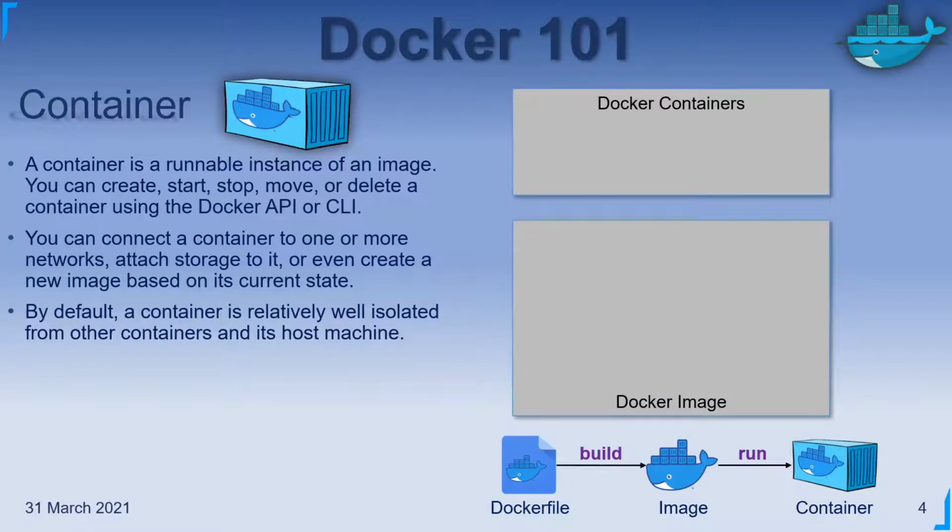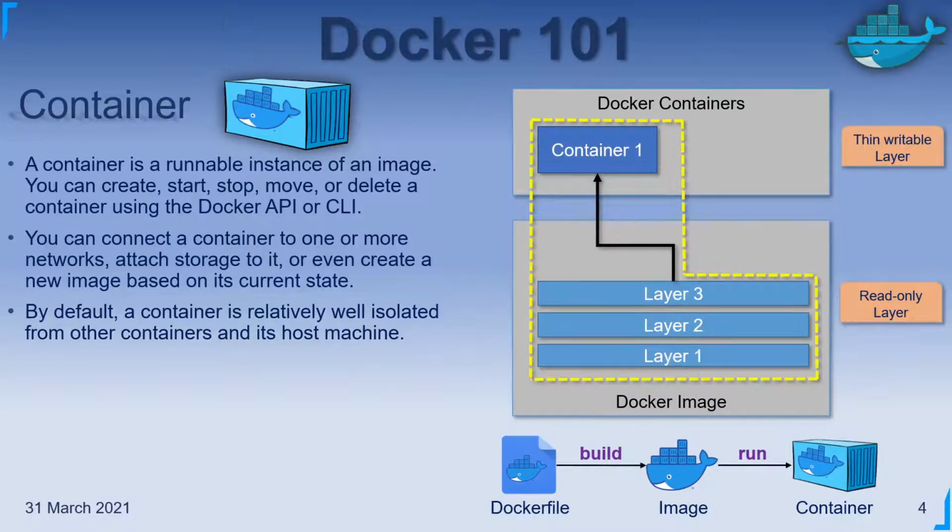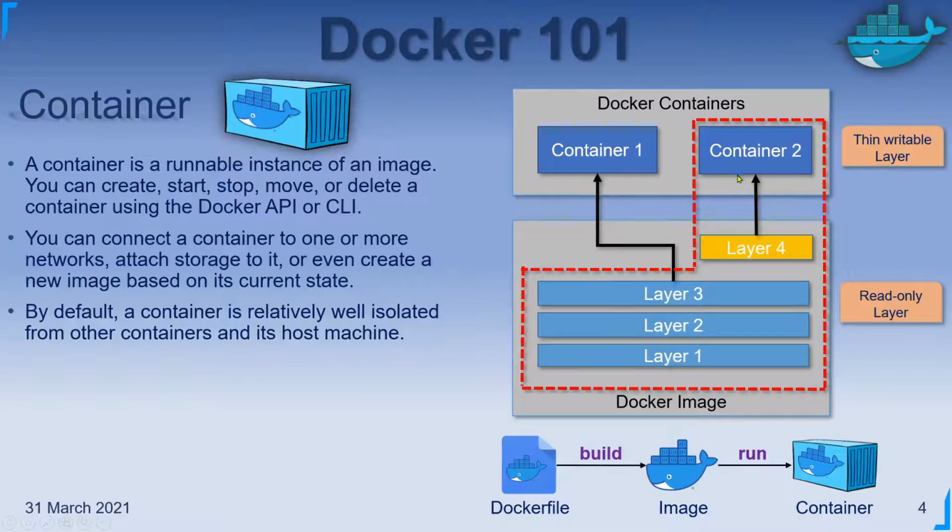By default, containers are well isolated from one another. If you start a container with an image, a thin writable layer will be created. Thin writable because any modifications during the lifetime of a container are stored in this thin writable layer, or the container layer. We can also start a second container based on a similar image. This way, the containers are also isolated from each other, and each exactly knows which base image to be started from.